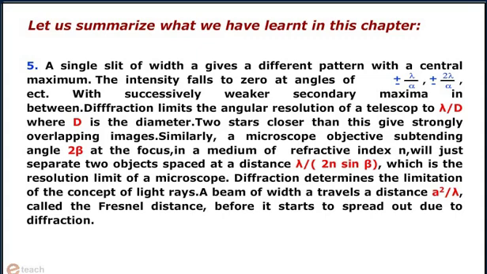Similarly, a microscope objective subtending angle 2β at the focus in a medium of refractive index n will just separate two objects spaced at a distance λ/(2n sin β), which is the resolution limit of the microscope. Diffraction determines the limitations of the concept of light rays. A beam of width a travels a distance a²/λ, called the Fresnel distance, before it starts to spread out due to diffraction.